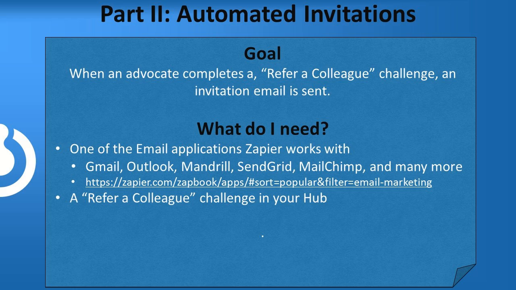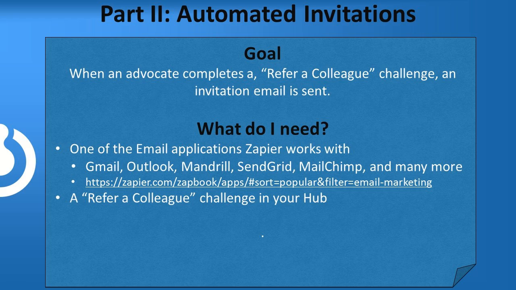So in this part, I'm just going to go right into making a couple of webhooks for you. The first one, we want the goal to be that when an advocate completes a refer a colleague challenge, like is in the template library, an invitation email will be sent. So this is not a feature of AdvocateHub. Many people want this to happen. So until it becomes an actual feature in AdvocateHub, we will create this webhook. So what do you need?